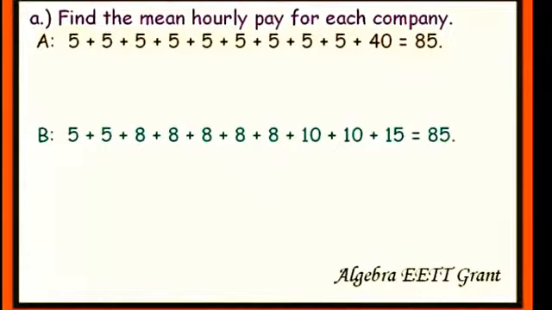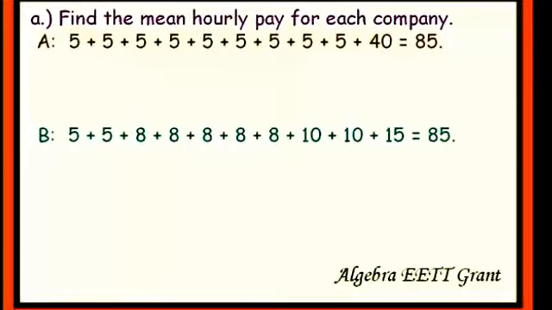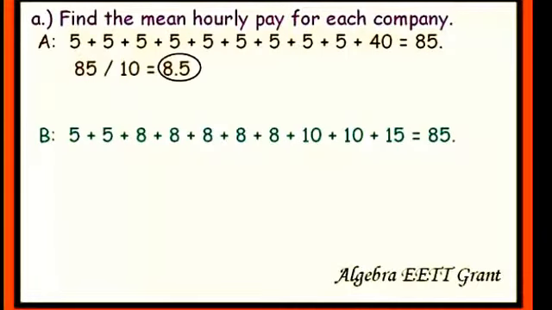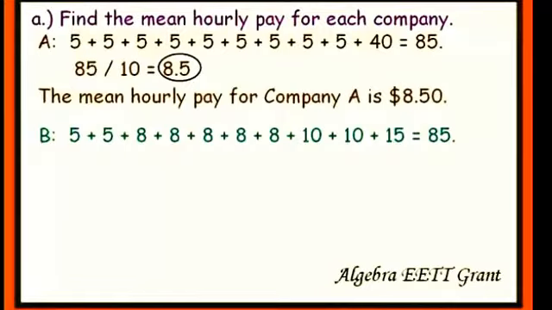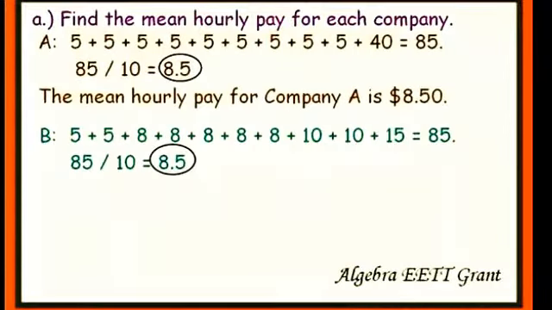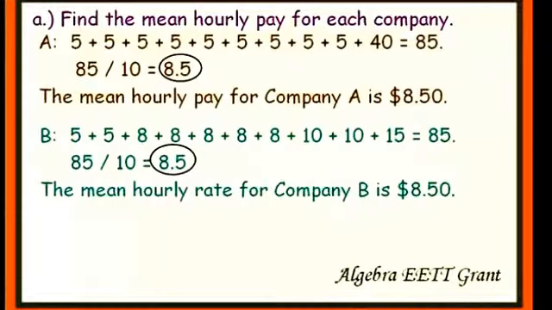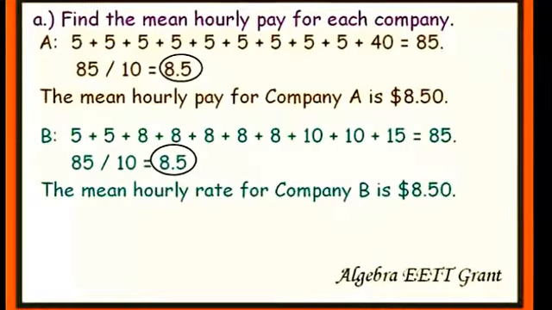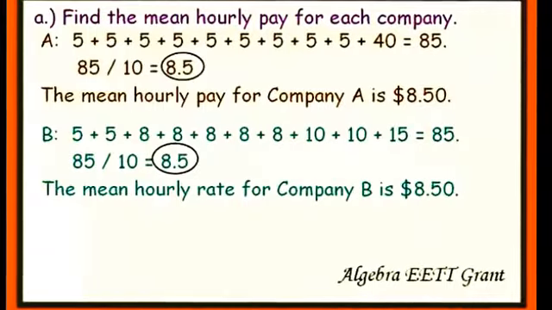So on A part, how do we find a mean? Well, that's where we add them all up and divide by how many there are. So on A, there's 10 employees, so the average is 8.5. On company B, we add them all up, and so we divide by, again, 10 employees, so the average, again, is 8.5. So the mean hourly pay for both companies is $8.50.